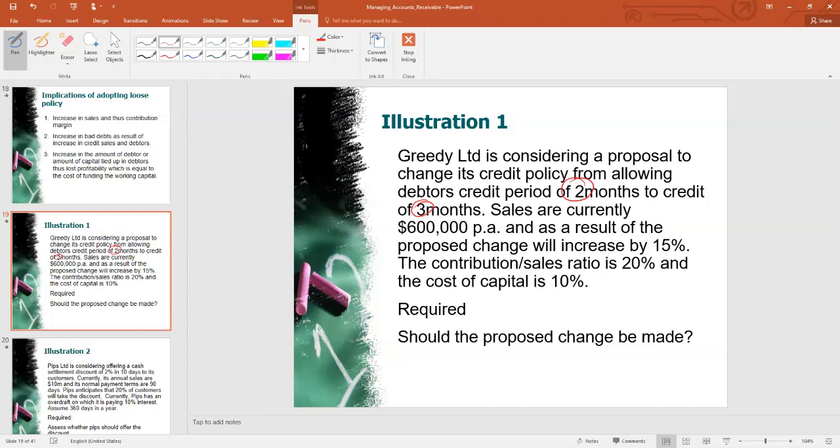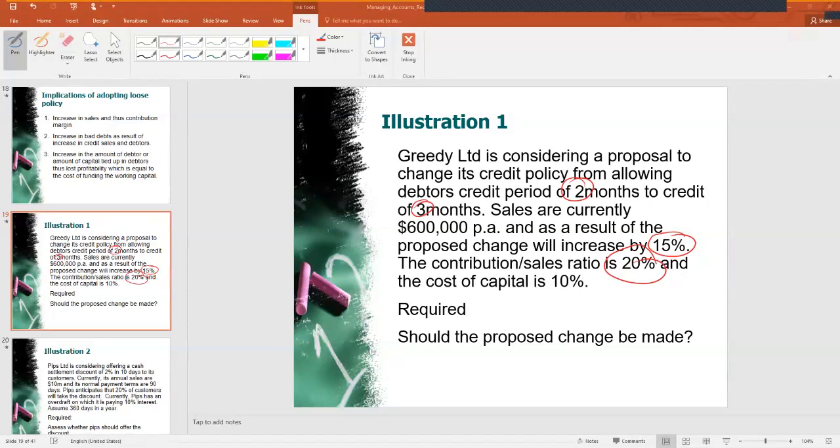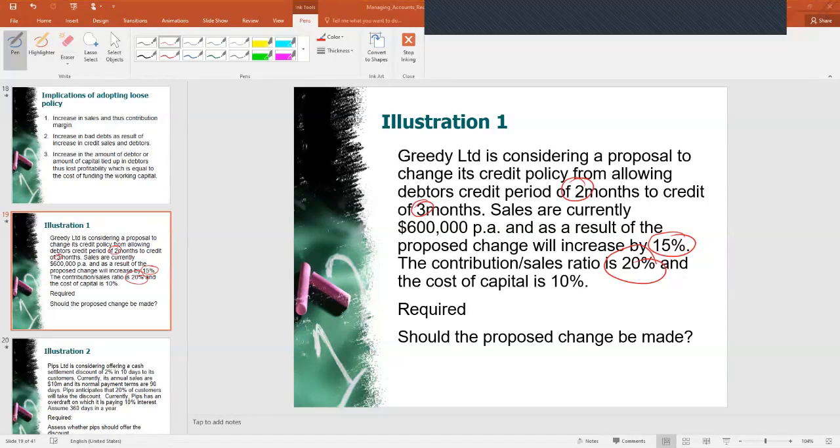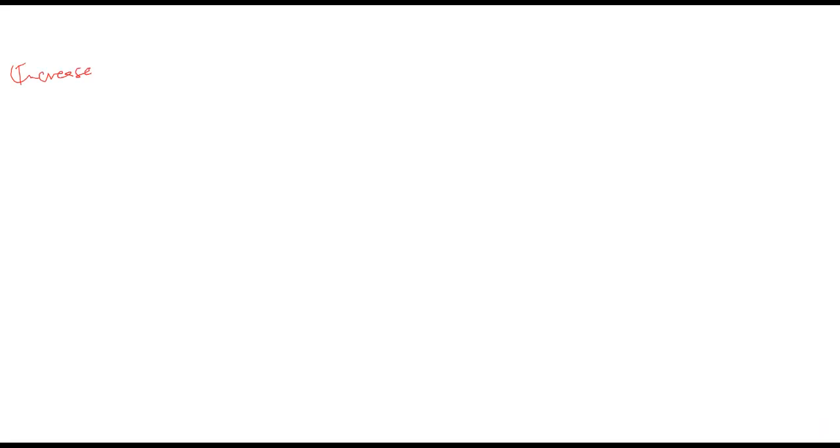That means there is more investment you make in a customer. Of course, the sales are still increasing by 15%, and that implies an increased profit. Since the sales are increasing, that implies an increased profit the company is making. So we can begin here by getting the increase in profit.